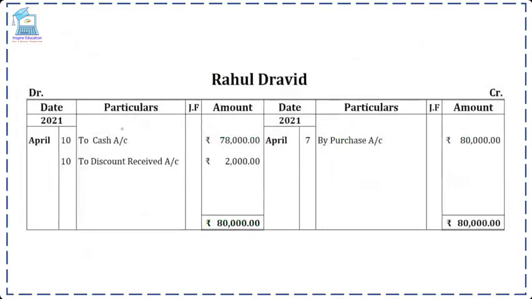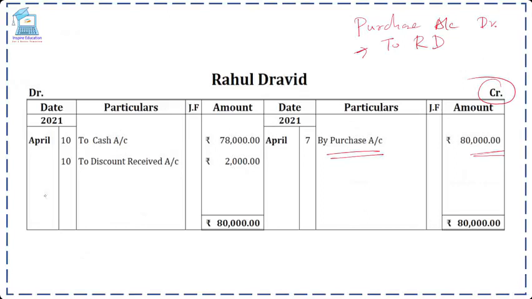Next is the Rahul Dravid. So in the purchase account, we have written Rahul Dravid in the debit side. In the Rahul Dravid account, what is it? Purchase account debit to Rahul Dravid. This was the entry. So Rahul Dravid is actually credit. So in the credit side, we will write purchase account. Clear?